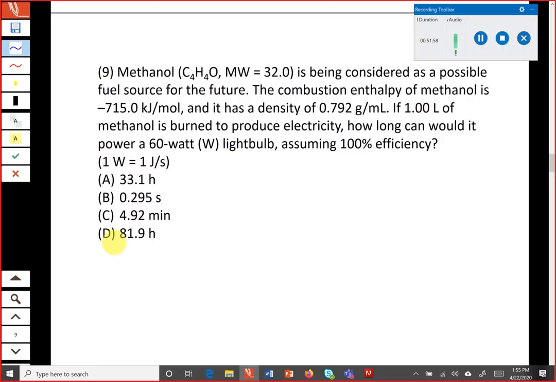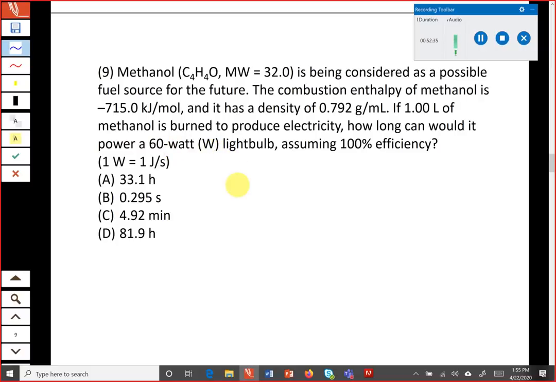There is one type, though, that you might get that's a lot like this one, which talks about how burning a fuel gets converted into electricity. In this problem, we have methanol, which is C4H4O as the chemical formula, being considered as a possible fuel source for the future. The combustion enthalpy of methanol is minus 715 kilojoules per mole, and it has a density of 0.792 grams per milliliter. The question is, if 1 liter of methanol is burned to produce electricity, how long would it power a 60-watt light bulb, assuming 100% efficiency?